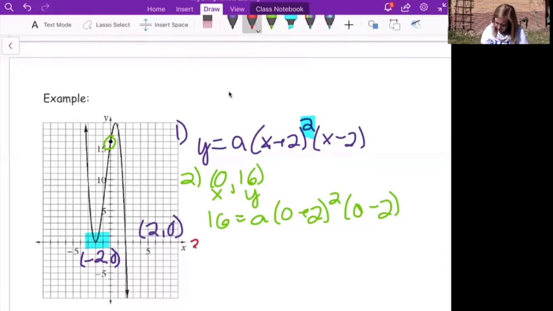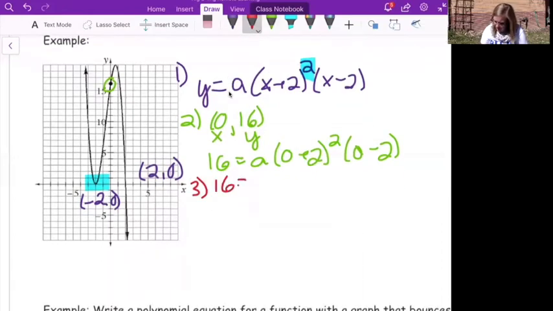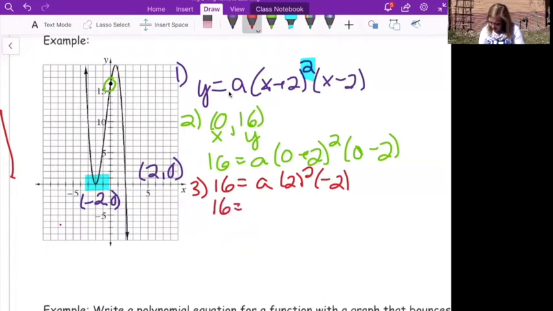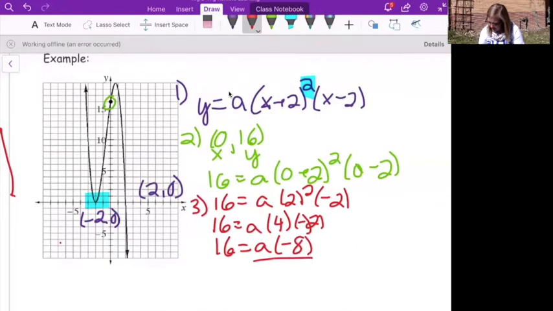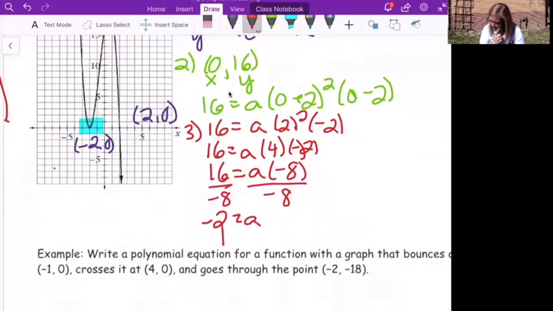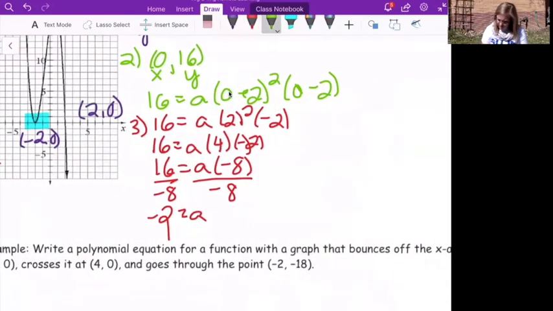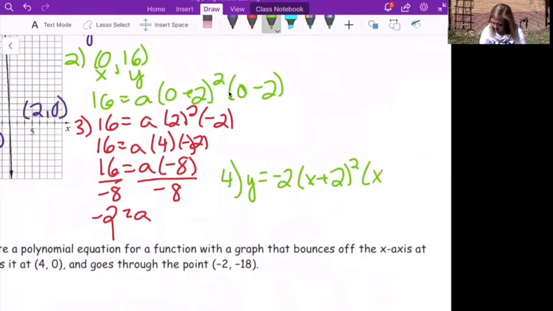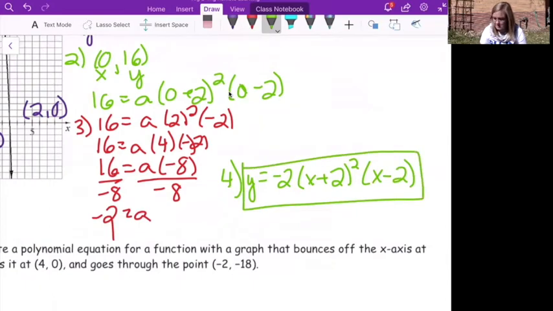And then our third step is we solve for a. So then we have 16 equals a times 2 squared times -2. So this would be 16 equals a times 4 times -2. So then 16 equals a times -8. If we divide by -8, then we get that -2 equals a. And then our final step is we write our equation. So this would be y equals -2 times x plus 2 squared times x minus 2.